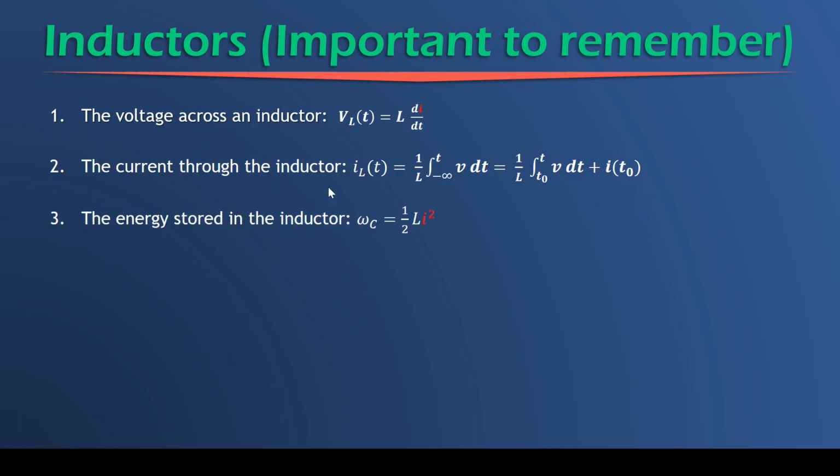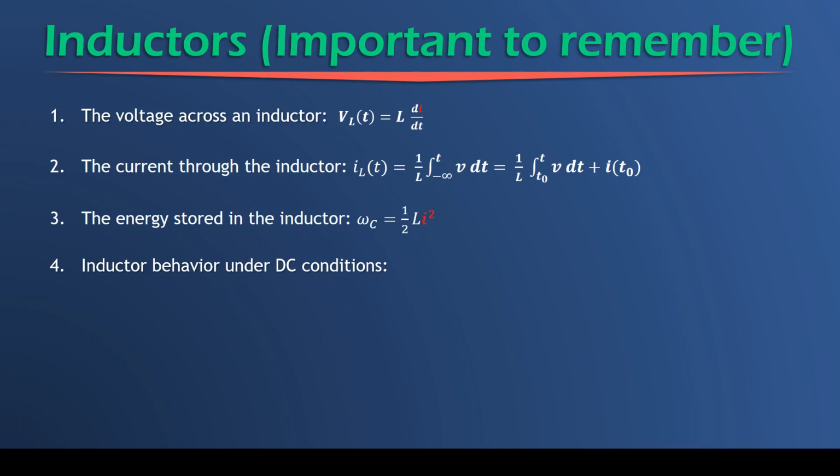Thirdly, the energy stored in the inductor, omega c, is given by a half L i squared. Again, you see the dependence on current, so a half inductance times the current squared.